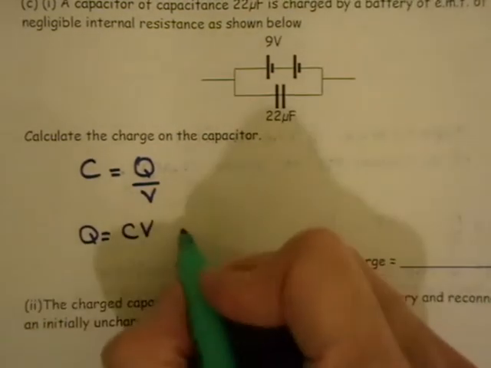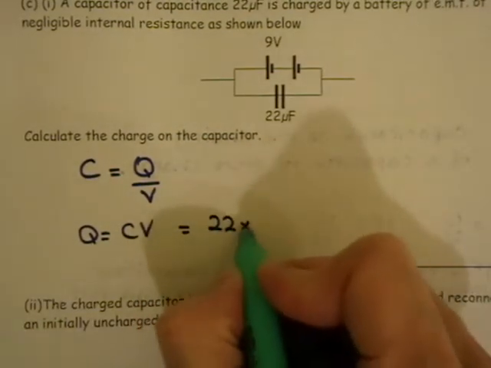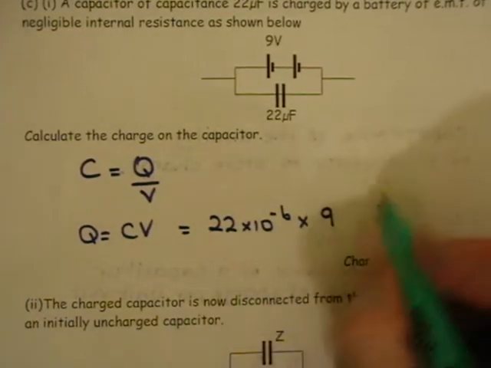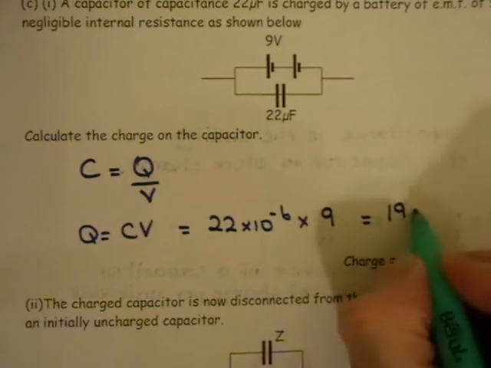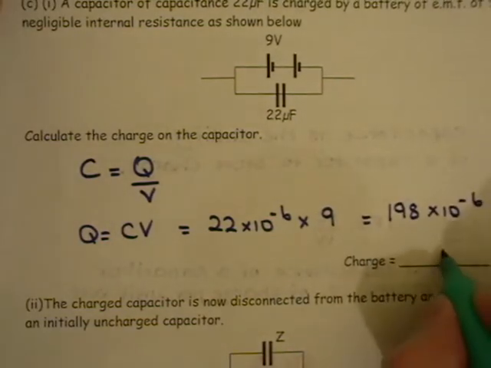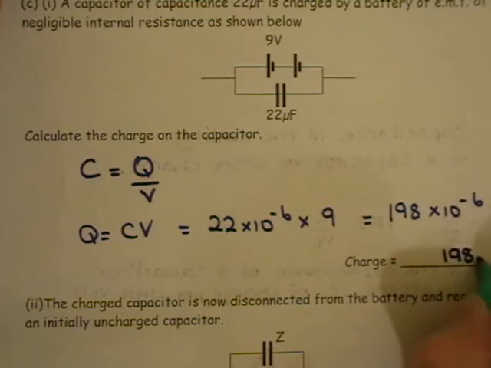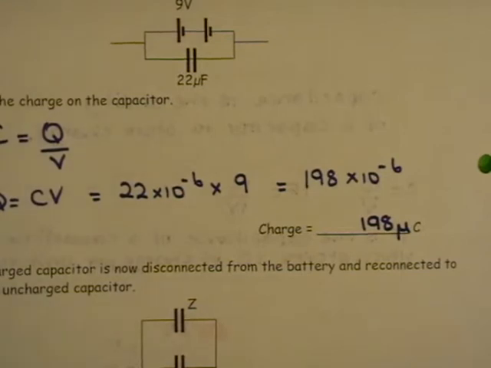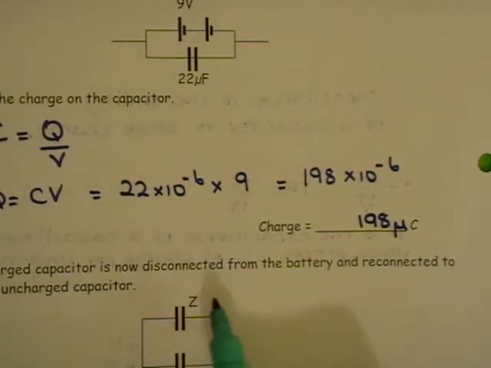And that's just 22 by 10 to the minus 6 multiplied by 9. And that gives you 198 by 10 to the minus 6. And it's just simplest to leave that as micro. So it's 198 microcoulombs there if you put the micro in. Now the next question is a very common question.